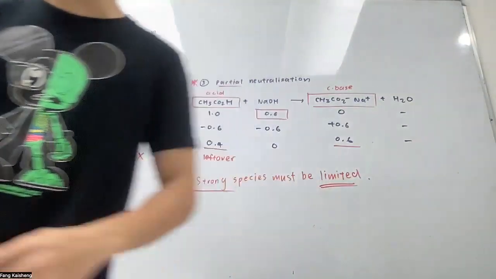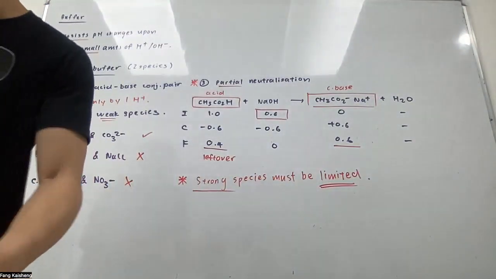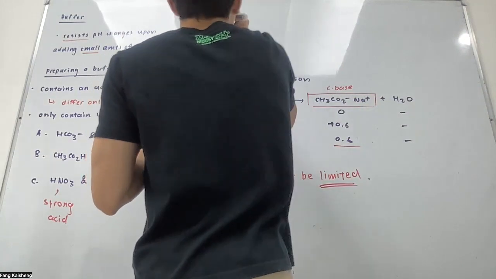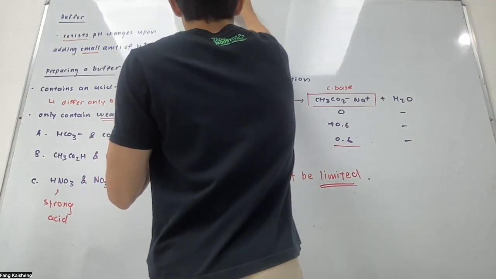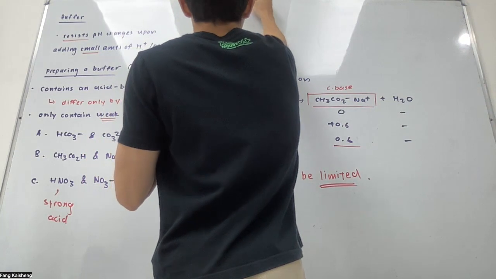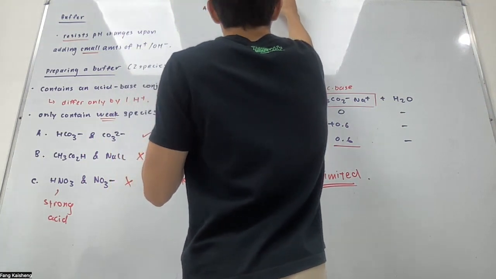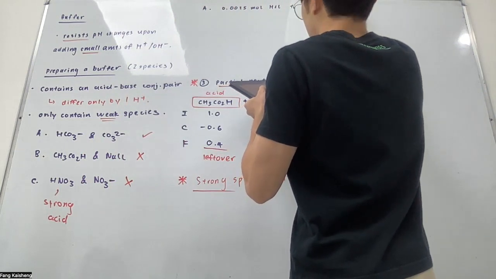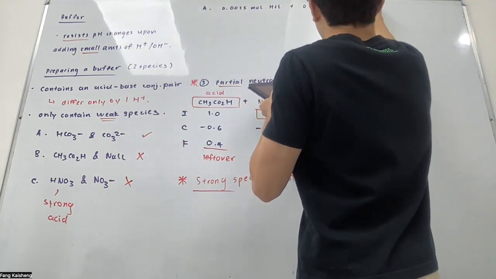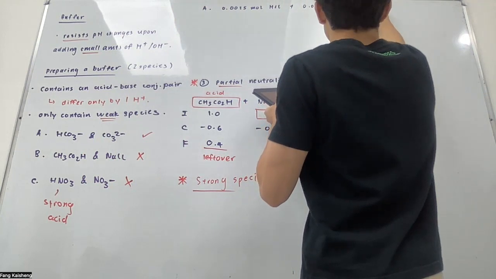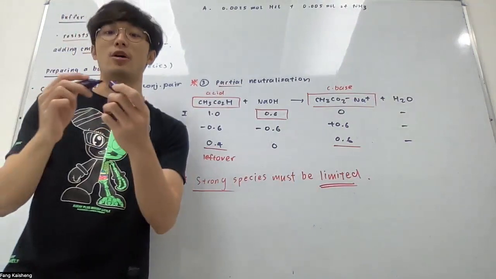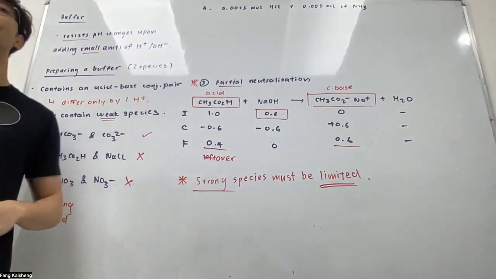Okay, let's look at option A. Let me show you what I want you to do. They want you to check which option will give you a buffer solution. The first option is, let me convert first, 0.025 moles of HCl, 0.005 moles of NH3. You mix these two together, can they form a buffer? Come, we do part A together.